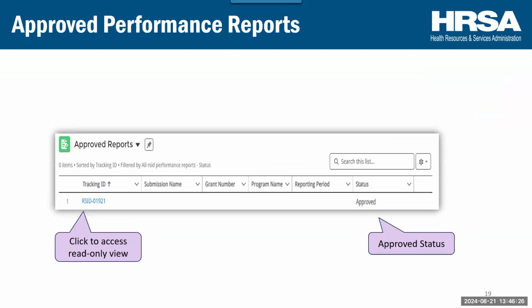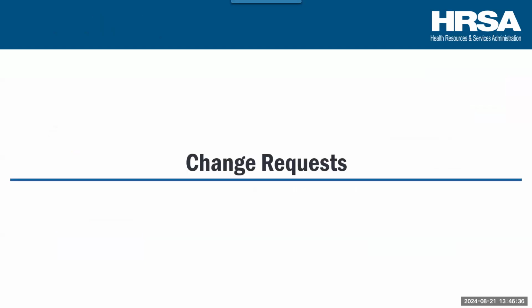Once approved by HRSA, the performance report status updates to approved and is listed on the approved reports list page. Now, what happens if HRSA requests updates to the report while reviewing?